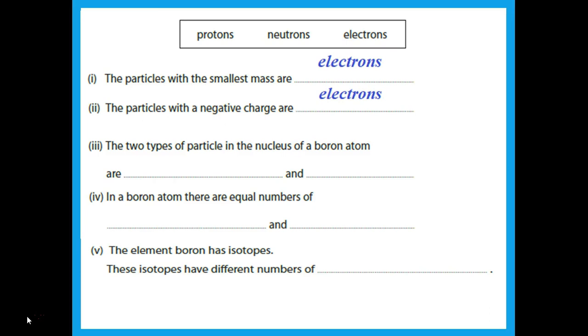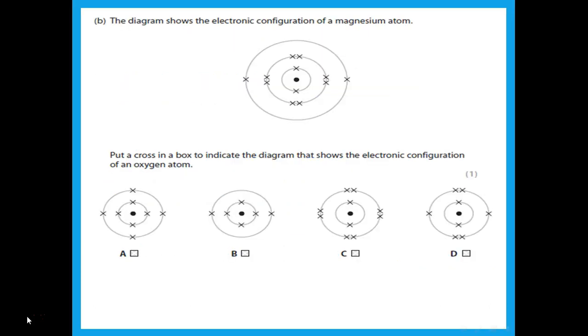The two types of particle in the nucleus of a boron atom, or any atom for that matter, are protons and neutrons. In a boron atom, there are equal numbers of what? We have equal numbers of protons and electrons. Number of protons is the same as the number of electrons. The element boron has isotopes. Isotopes have different numbers of neutrons.